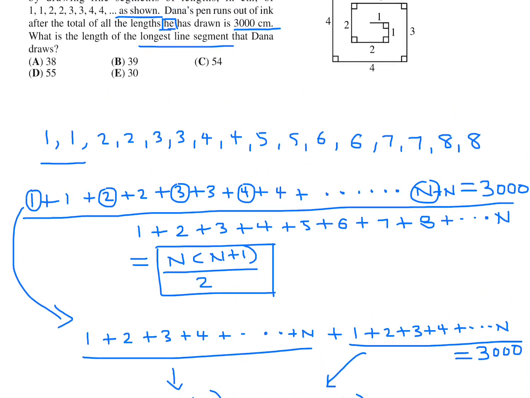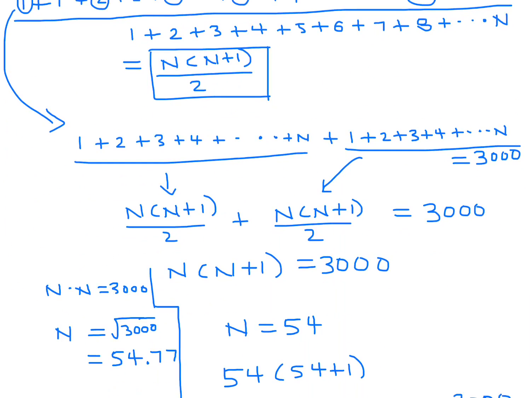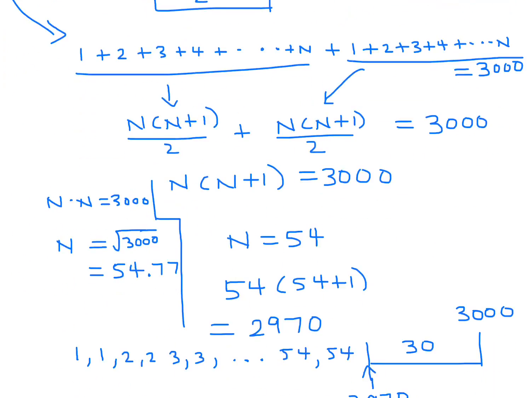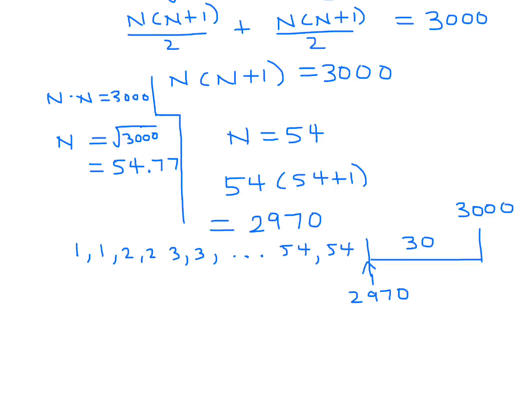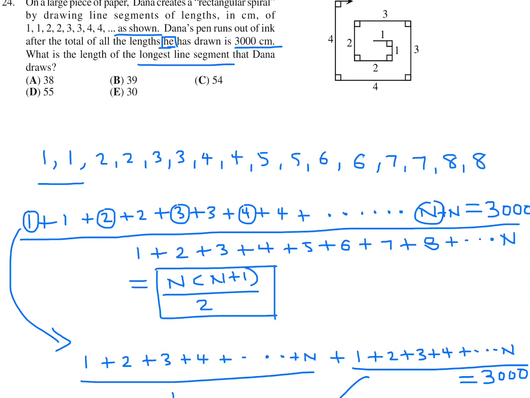So what is the question asking us? The question is asking, what is the length of the longest line segment that Dana draws? Well, he drew line segments of 54 in length before he drew one final line segment of 30 in length before he reached 3,000. So the longest line segment that Dana drew is 54. So that would be choice C.